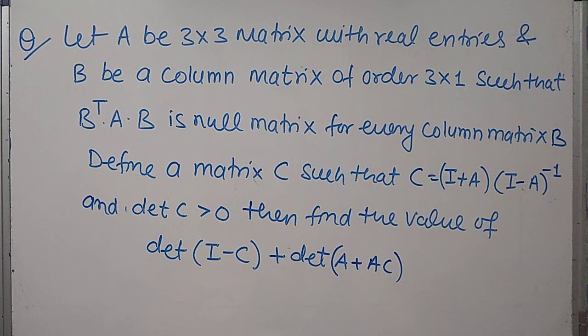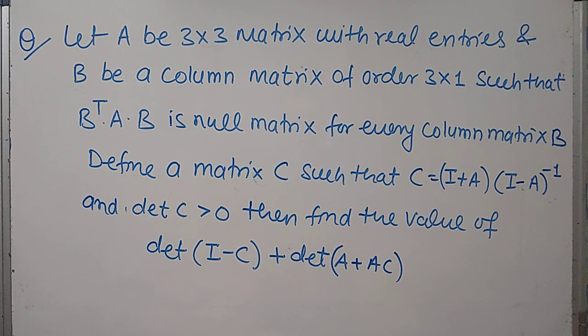Let's see the question. Let A be a 3 by 3 matrix with real entries and B be a column matrix of order 3 by 1 such that B transpose A B is a null matrix for every column matrix B. Define a matrix C such that C equals (I plus A) into (I minus A) whole inverse, where I is the identity matrix and determinant of C is greater than 0. Then find the value of determinant of (I minus C) plus determinant of (A plus AC).